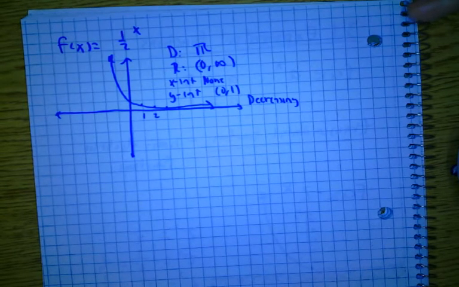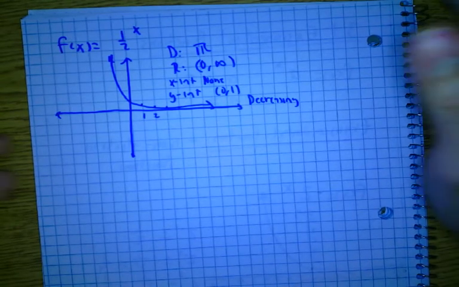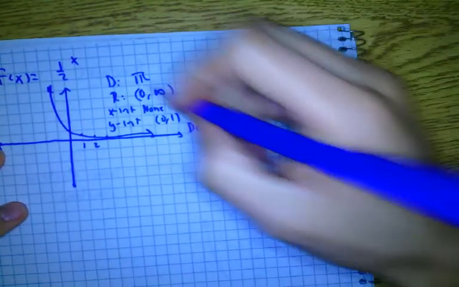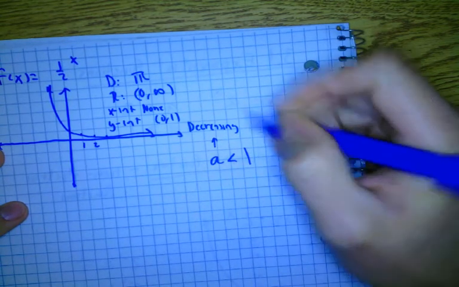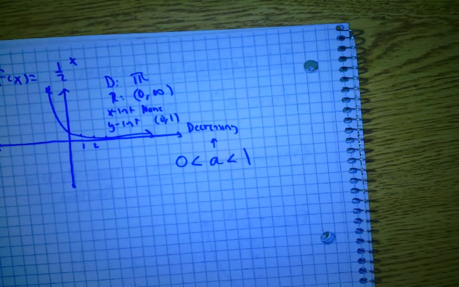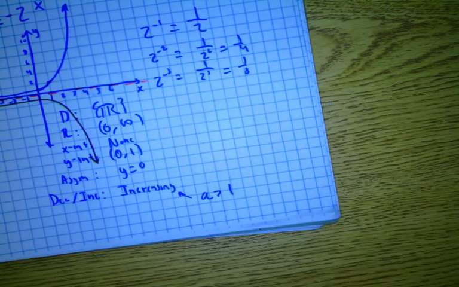How would I be able to get a decreasing parent function? If a is what? a would have to be less than 1, but greater than 0 for it to be decreasing, okay? And for it to be increasing, what would need to happen? Above 1. Cool. So let's go back to this one. To be increasing, a would have to be bigger than 1. Cool? Which then leads us to our next topic, which is that we can do transformations to this thing.